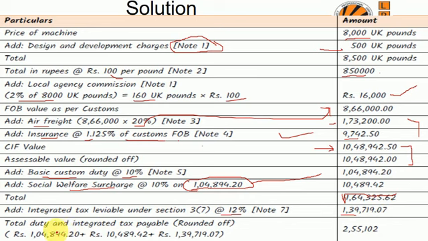Now, if in the question they have asked what is the total duty paid, in the total duty paid we have to first add the basic custom duty, which is 1,04,894, then SWS, then we have to add integrated tax, which comes to 2,55,102 rupees as the total duty paid.